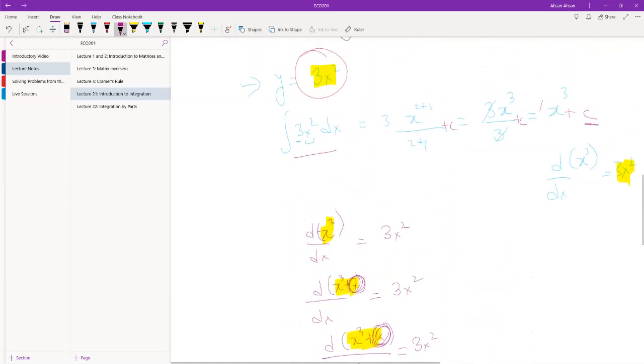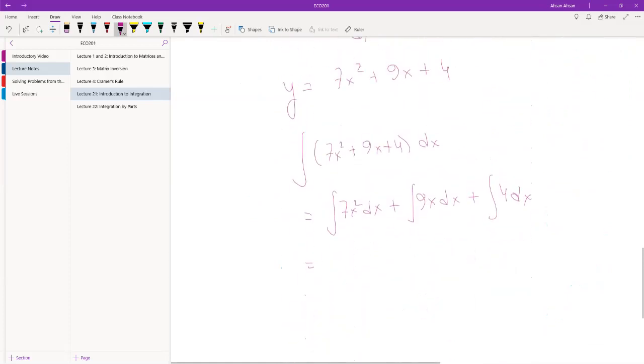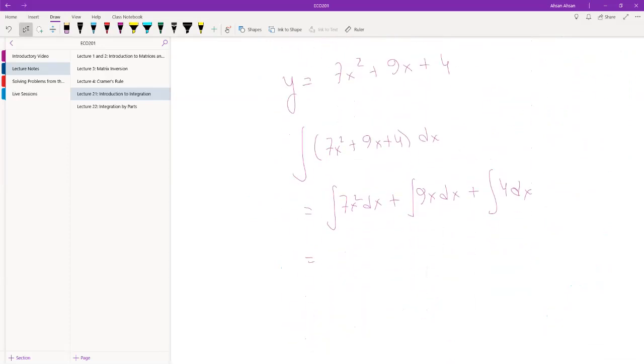So once again, just keep this formula in mind. So what we are going to get in this first expression is 7x to the power 2 plus 1 divided by 2 plus 1 plus c1, the constant, plus for the second part, 9x, we have x to the power 1 here. So 1 plus 1 divided by 1 plus 1, which is 2, plus C2 plus, now here's the tricky part. We have a 4 here.